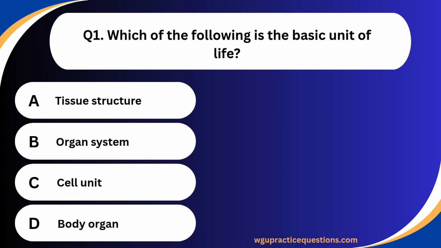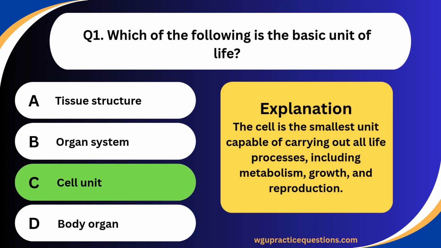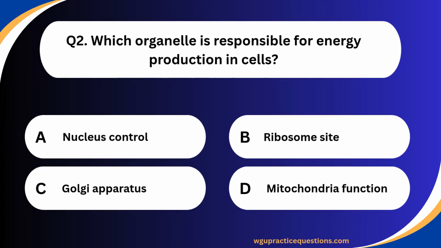The correct answer is C. Cell unit. Explanation. The cell is the smallest unit capable of carrying out all life processes, including metabolism, growth, and reproduction. Question 2. Which organelle is responsible for energy production in cells?